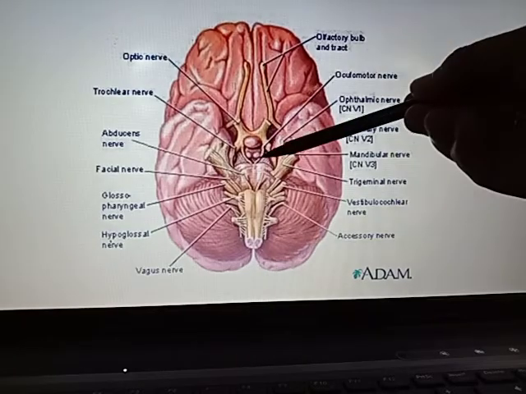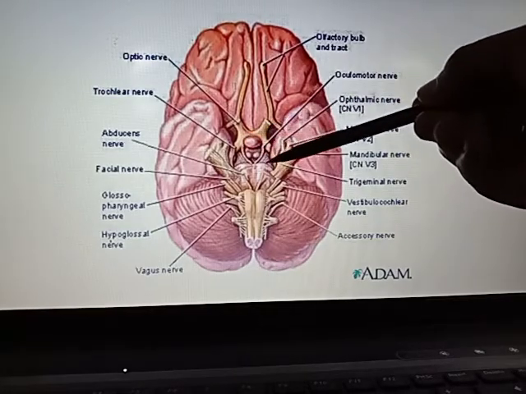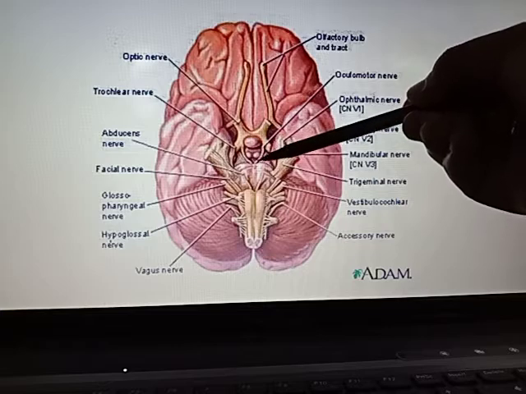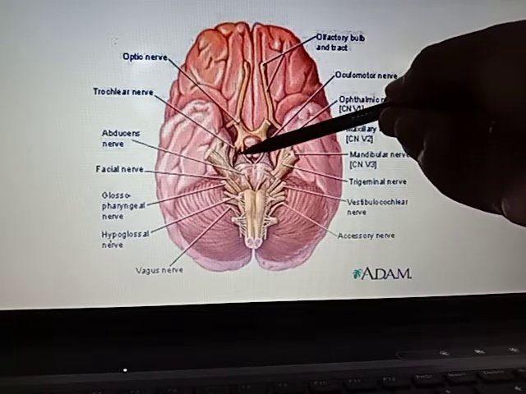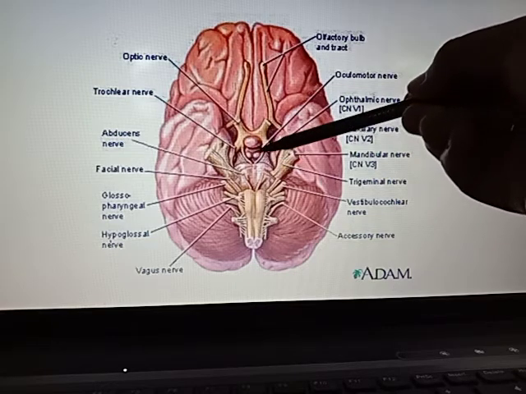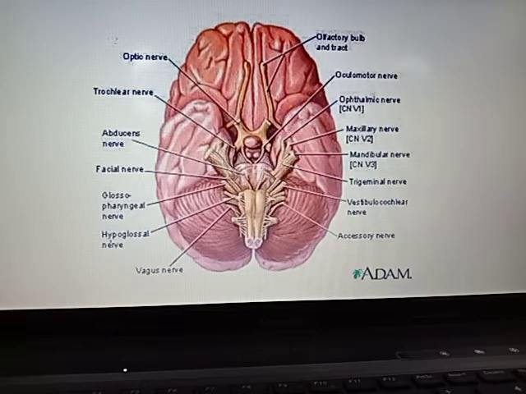This is the oculomotor nerve. This is the cerebral peduncle. So it comes out through the medial side of this. This is the optic chiasma and this is the cerebral peduncle. This is coming out from the medial side of the cerebral peduncle. Okay.